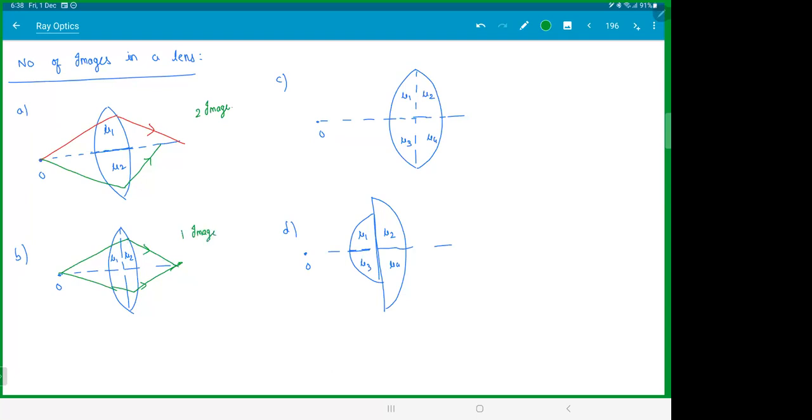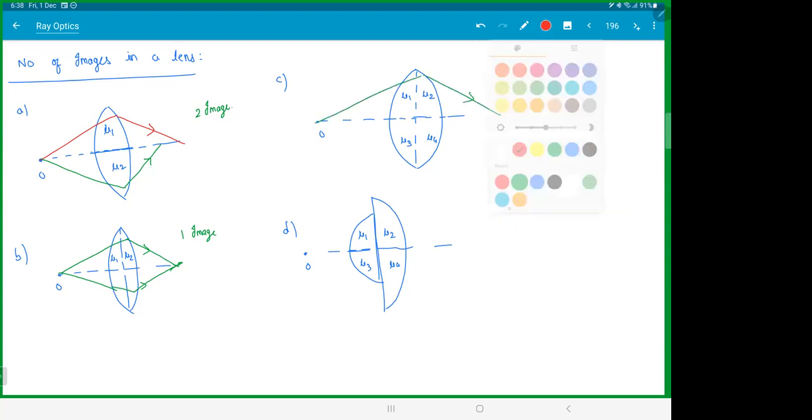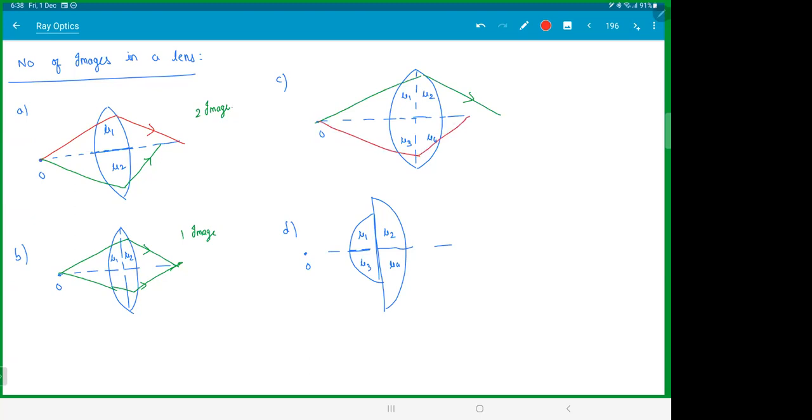The light ray should have gone through different mediums. Then it would refract in a different way. But if you're going mu1, mu2, mu1, mu2, they will do the same thing above and below. Here, mu1, mu2. Here, mu3, mu4. Two images only. There are actually only two different possibilities, even though there are four different mediums.